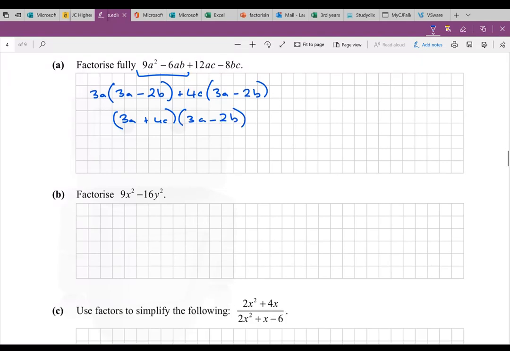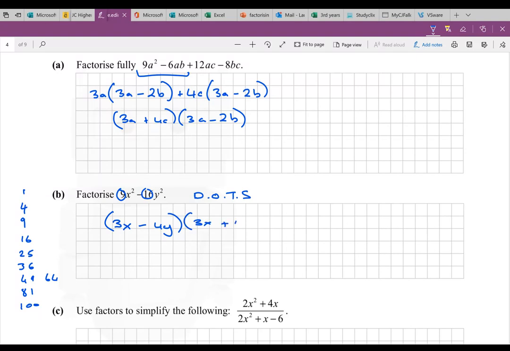We have another factorising, and this is a difference of two squares, and you should be able to notice it by your square numbers. Remember, your square numbers are 1, 4, 9, so 1 squared, 2 squared, 3 squared, 4 squared, 5 squared, 6 squared, 7 squared, 8 squared, that's 64, 9 squared, 10 squared. So we've got 3x minus 4y and 3x plus 4y.